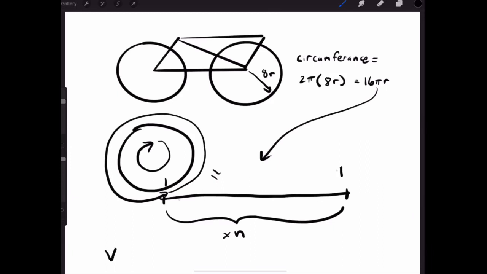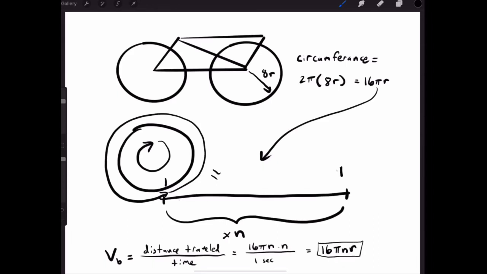And if it rotates n times, to find the distance traveled, it's just n times 16 pi r. If we want to find velocity, we do the total distance divided by time. If we know the total distance is just 16 pi r n, and we divide by the amount of time, we know it rotates n times in 1 second, then we know that our velocity is just 16 pi n r. And that's for the bike tire.